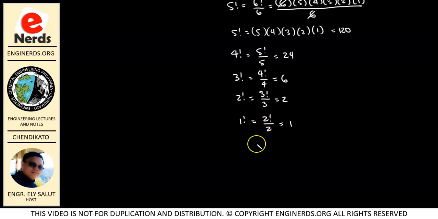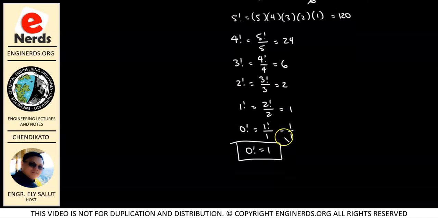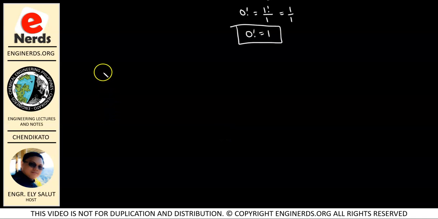Now, doing this pattern, what is the value of 0 factorial? 0 factorial is equal to 1 factorial over 1, which is equal to 1 over 1. Therefore, 0 factorial is equal to 1. Right? Now, let us consider another pattern. Let us first check yung pattern ng mga exponents, no? Okay? Bakit natin to pinapakita? Just to show you how to evaluate patterns, no?